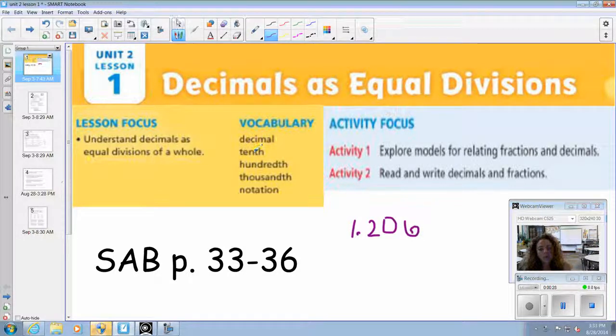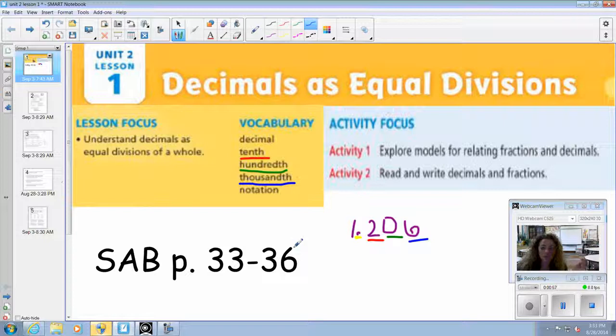Okay, so in this number, the decimal would be underlined here in yellow. In this particular number, our next vocabulary word is the tenths place, and the tenths place value is underlined in red. We've got the hundredths place value, which I've underlined in green. And then we've got the thousandths place value, which I've underlined in blue.